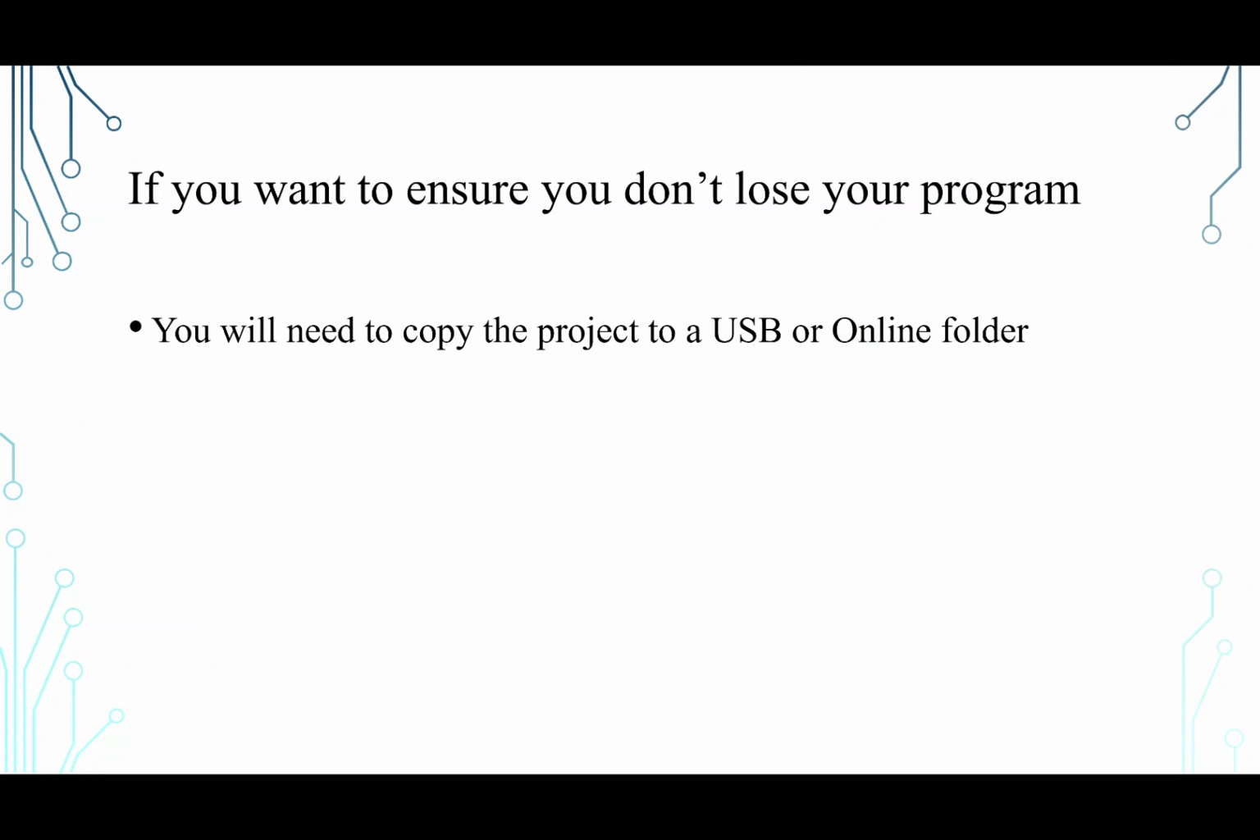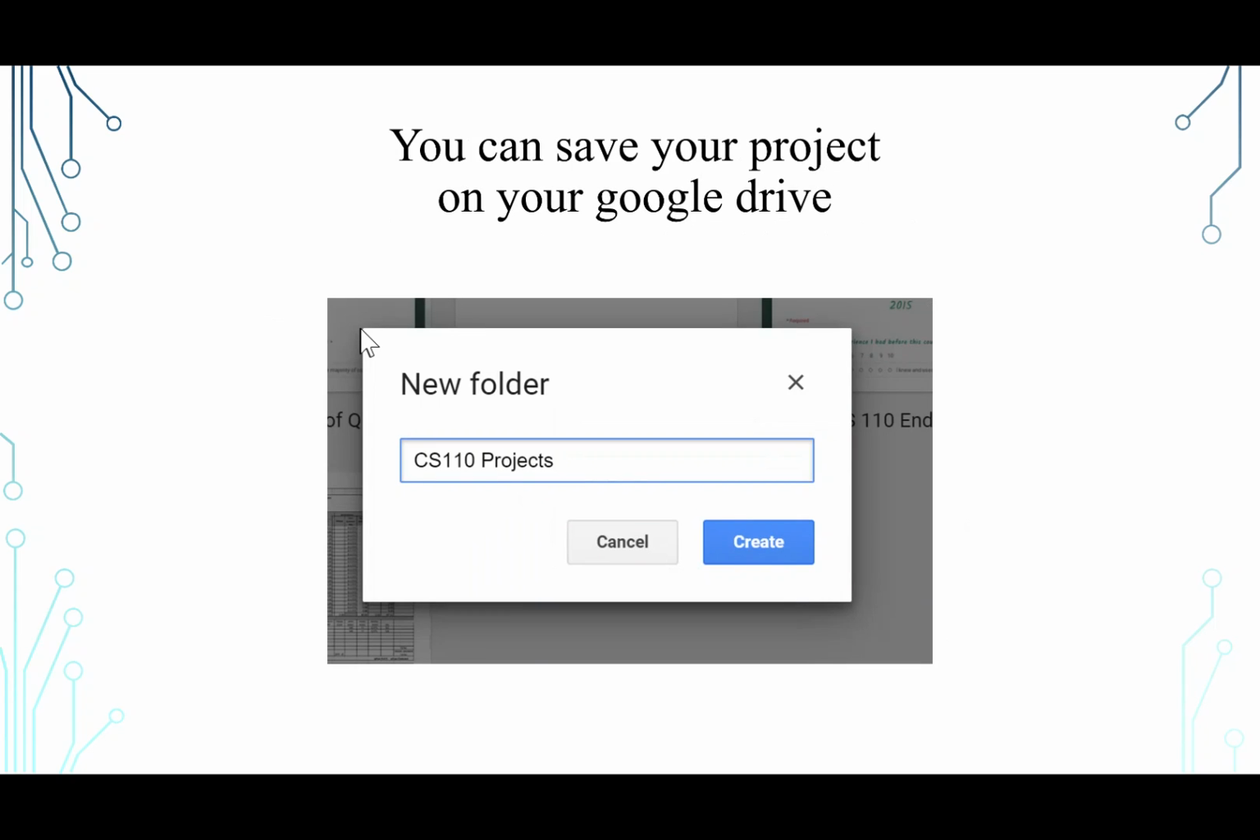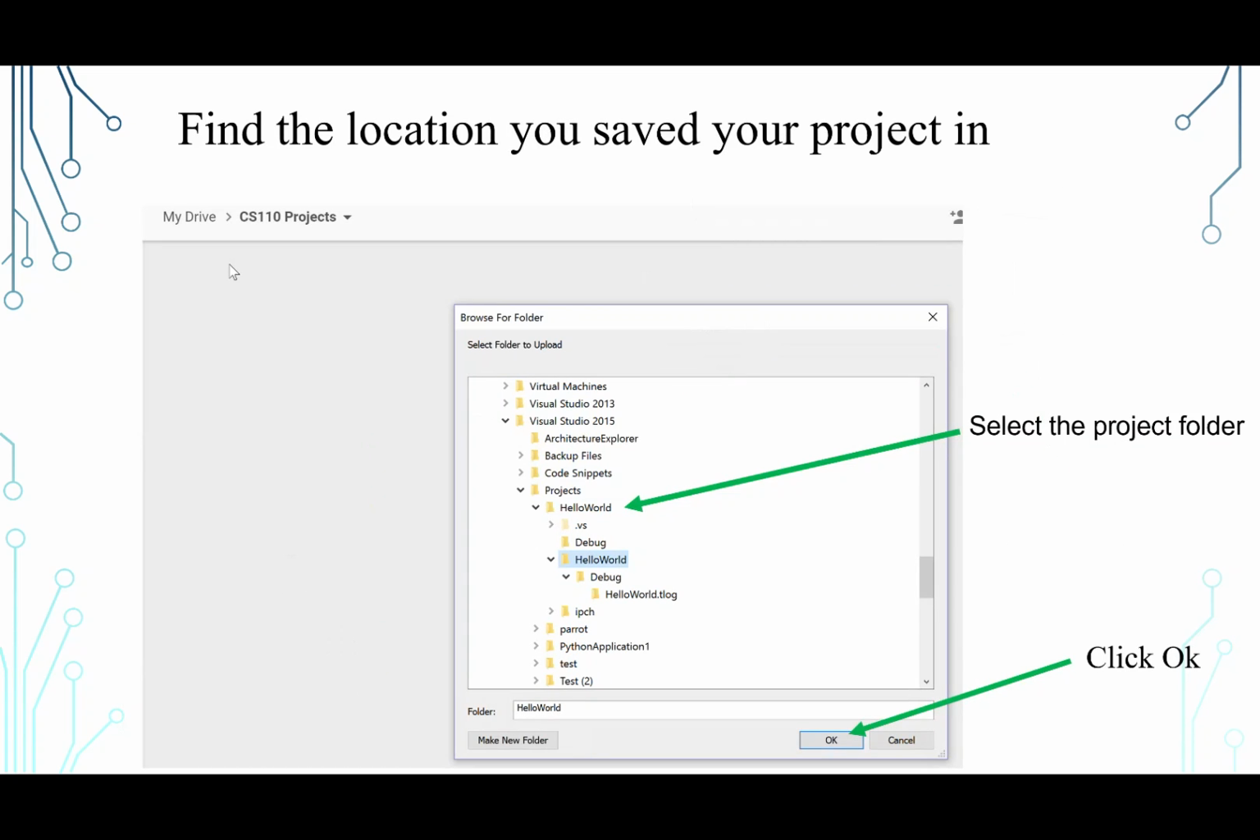So if you want to ensure you don't lose your program, you will need to copy the project to USB or to an online folder. Or if you are using your own machine, you can still have it in your machine. But usually I upload my projects to the cloud. So you have student Google Drive. You can create a folder and name it like CS110 projects. Then you can upload the folder and look for the path where your hello world project is, and select this folder.